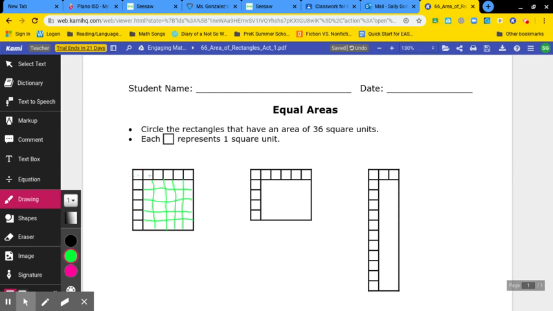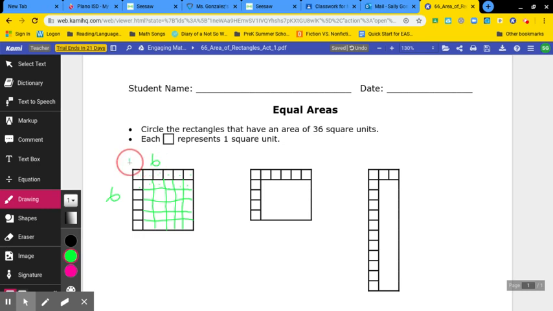We could go 1, 2, 3, 4, 5, 6, 7, 8, 9, 10, 11, 12. But that's going to take me too long. So what I can do instead is I can count the number of rows that I see on this side. 1, 2, 3, 4, 5, 6. I'm going to write 6 over here. 6. And right here we have 1, 2, 3, 4, 5, 6. And I can put 6 over here.